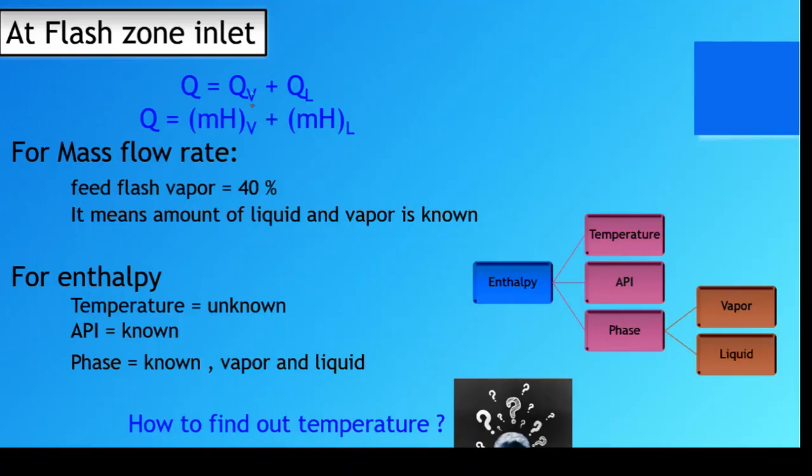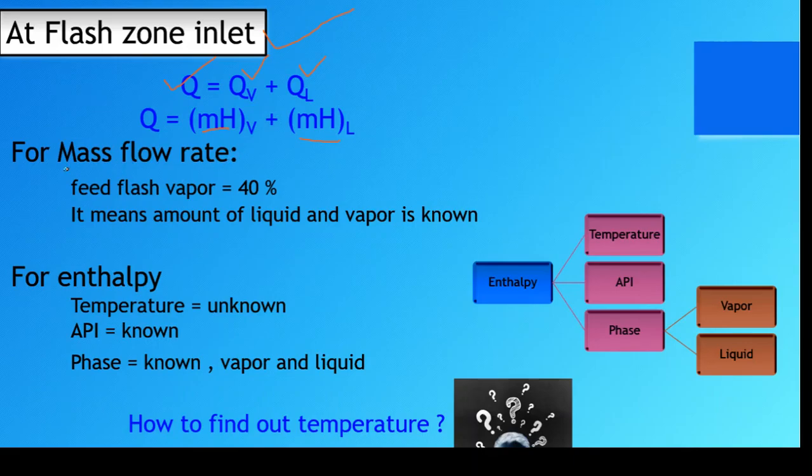Now how can we do this? Let us take the first example at the flash zone inlet. At the flash zone inlet, the total amount of heat can be calculated from the heat associated with vapor and the heat associated with liquid, because these two phases are available at the flash zone inlet. And how can we go for the energy calculations? We know that it is M into enthalpy, where M is the mass flow rate and H is the enthalpy. For the vapor and similarly for the liquid, we have to find the energy content individually, then add them, and that is the total amount of heat.